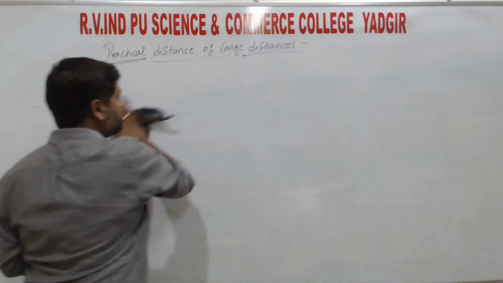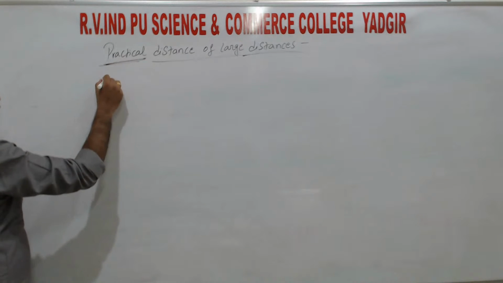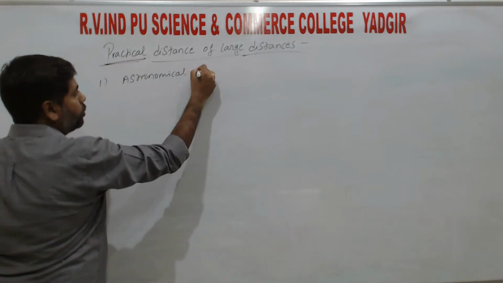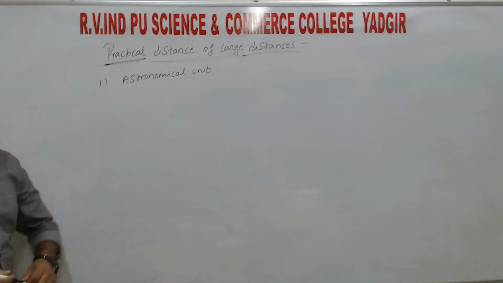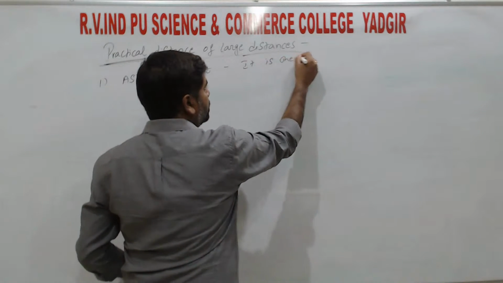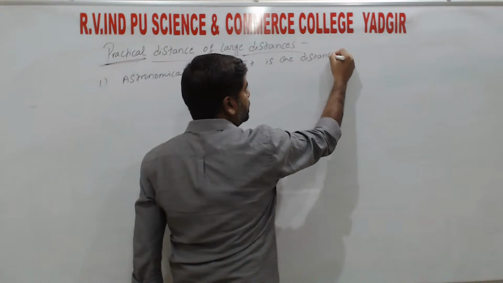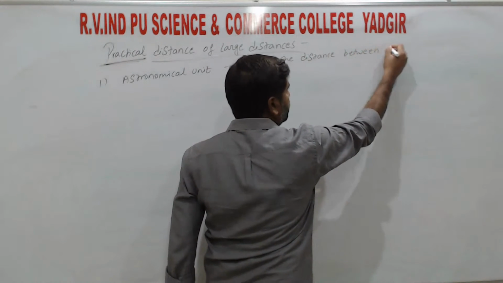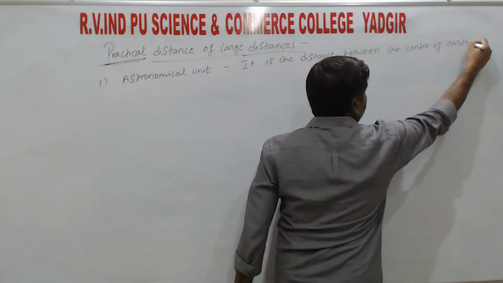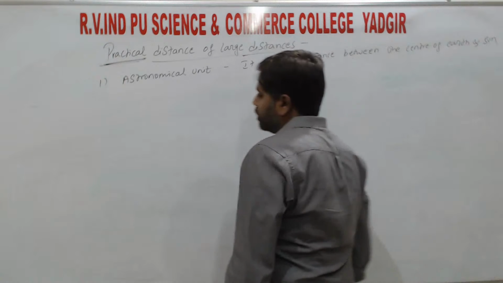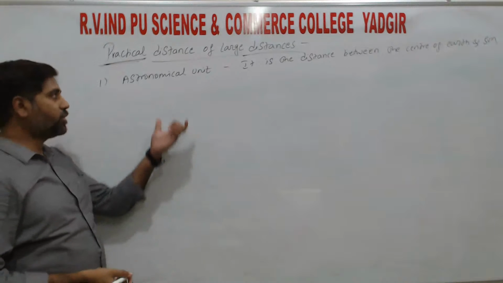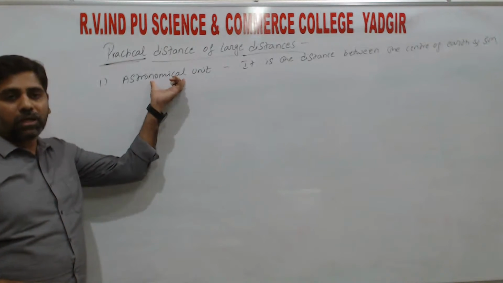So such distances we are going to discuss now, right? So the first one is astronomical unit. So what is astronomical unit? So it is the distance between the center of Earth and Sun. So the distance between the center of the Earth and Sun, ಎಷ್ಟು ಡಿಸ್ಟೆನ್ಸ್ ಇದೆ ಅನ್ನೋದನ್ನ ನಾವು ಒನ್ ವರ್ಡ್ ಅಲ್ಲಿ ರೆಪ್ರೆಸೆಂಟ್ ಮಾಡ್ಕೊಳ್ಳೋದನ್ನ ಏನಂತ ಕರಿತೀವಿ? ಆಸ್ಟ್ರೋನಾಮಿಕಲ್ ಯೂನಿಟ್, ರೈಟ್?